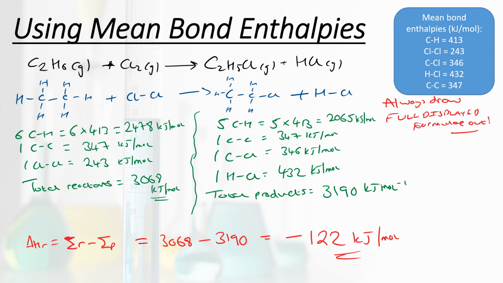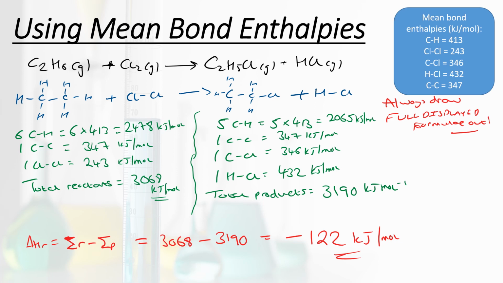However, I would recommend calculating it for every single bond, because you're much more likely to make a mistake in trying to figure out which bonds have broken and which bonds have been made. It's much easier to simply consider every bond being broken, every bond being formed. You're much less likely to make a mistake doing it this way. And so if we consider every single bond, as I said, we have 6 CH bonds. And so we take our mean bond enthalpy, which is 413 kilojoules per mole, and times it by 6. We have 1 CC bond, 1 chlorine-chlorine bond. We add all these together, and the sum for our reactants comes out to be 3,068 kilojoules per mole.